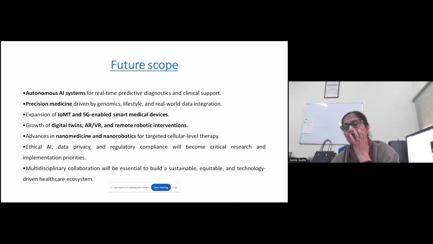So if you really want a patient-trusted healthcare ecosystem, multiple disciplines have to come together: nanotechnologists, biotechnologists, engineers, medical providers, blockchain security engineers, data engineers. All will have to work together to make an ecosystem which will be patient-centric rather than hospital-centric, and will provide effective healthcare to all populations, and healthcare will become accessible and more reliable. That's all I wanted to share with you in today's interaction.